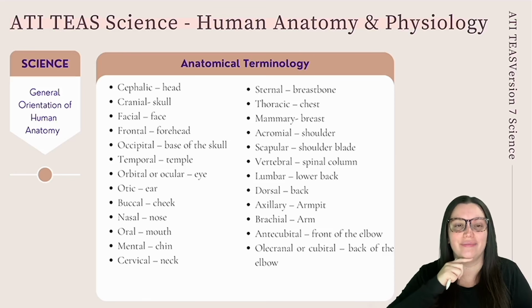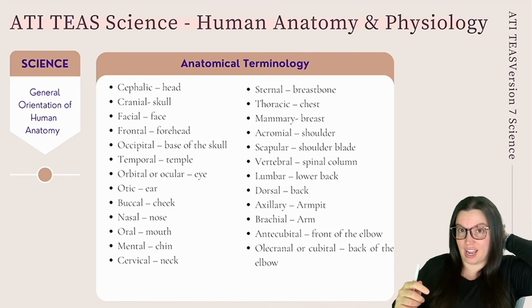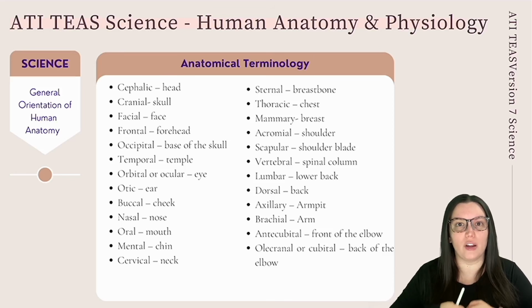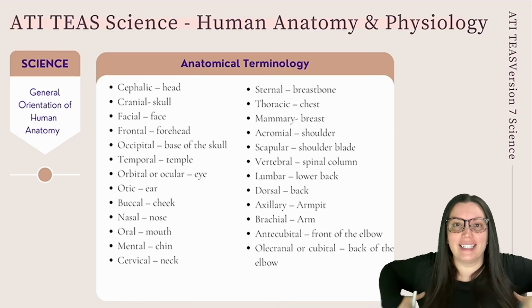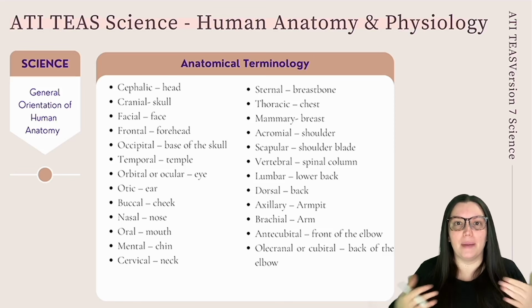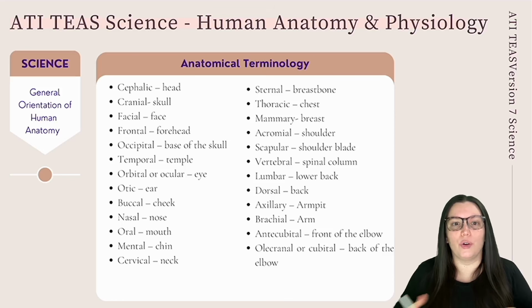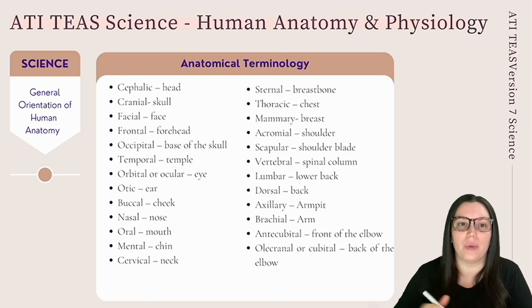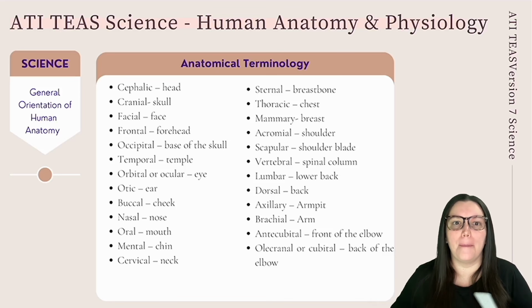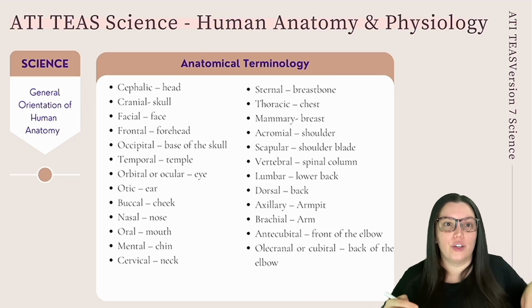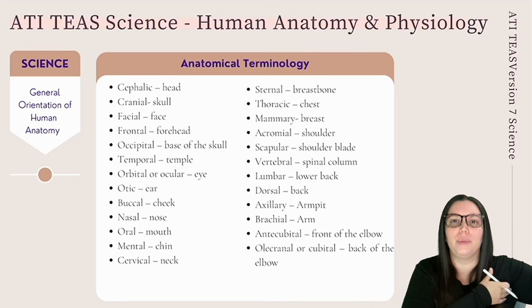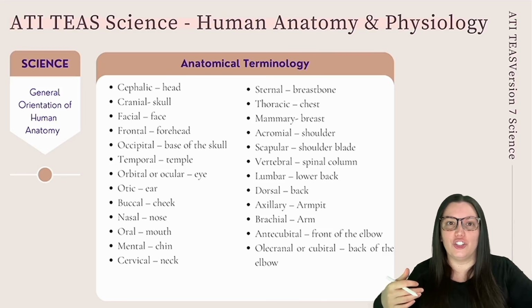Mental, that's your chin. Cervical, of course, that's your neck, your cervical spine, right? Sternal, that's your breastbone. That's what we push down on when we do CPR. Thoracic, that's your chest. Mammary are your breasts. Acromial is your shoulder. And then you've got scapular, which is your shoulder blade. Vertebral, that is your spinal column. Lumbar, that's your lower back. Dorsal, that's just your back in general. Axillary, that's your armpit. And then you have brachial, that's your arm.